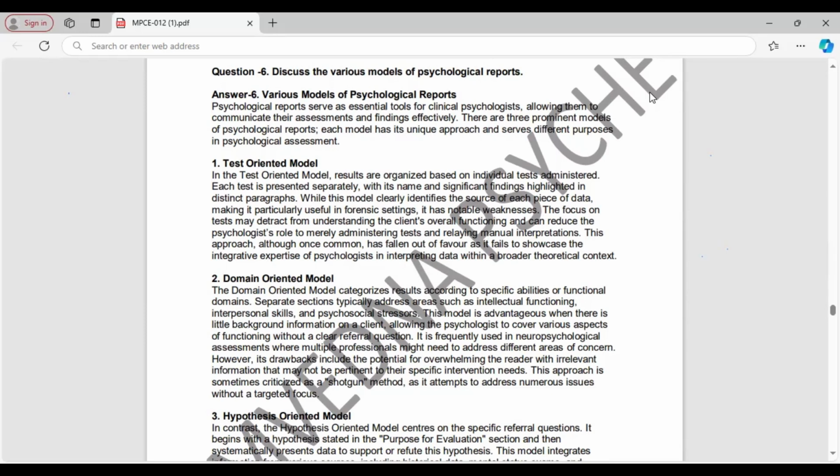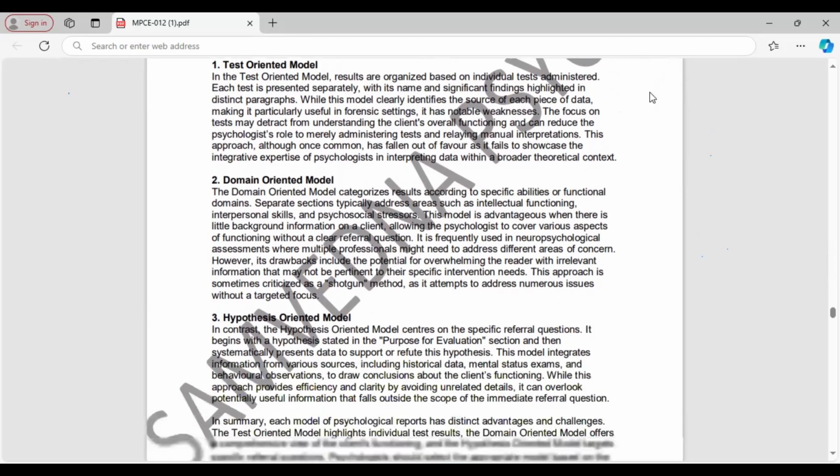Domain-oriented model. Results are categorized by specific abilities or functional domains, covering areas like intellectual functioning and interpersonal skills. This model is advantageous when little background information is available, particularly in neuropsychological assessment. However, it may overwhelm the reader with irrelevant information, leading to criticism for lacking targeted focus.